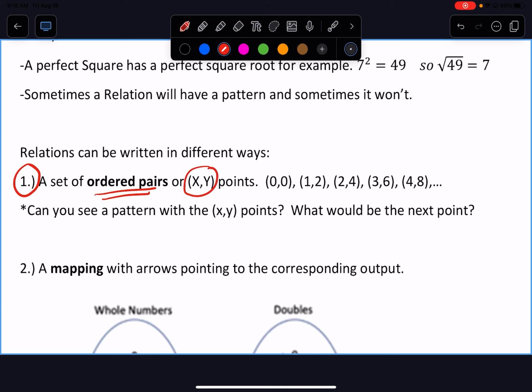So yes, on the test, if you don't study and remember what the word ordered pairs means, you might miss an easy problem. This is an example of a relation that is written as a set of ordered pairs: 0, 0, 1, 2, 2, 4, 3, 6, 4, 8.